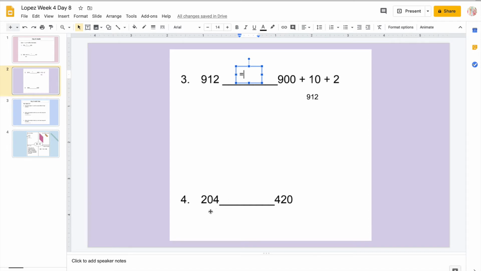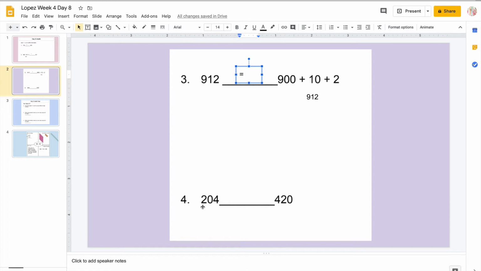Moving on to number 4, we are going to compare these two numbers. This is very similar to what we did yesterday, where it is the same numbers, they're just mixing them up. So it's important to go by place value, because depending on where that number is in a number, it's going to determine its value. So we're going to focus on the hundreds.